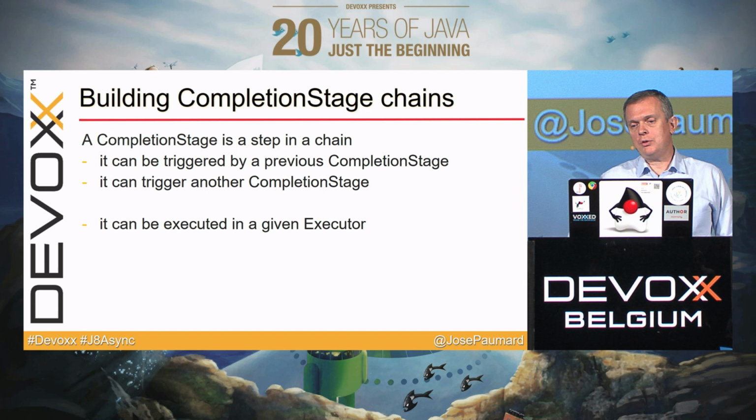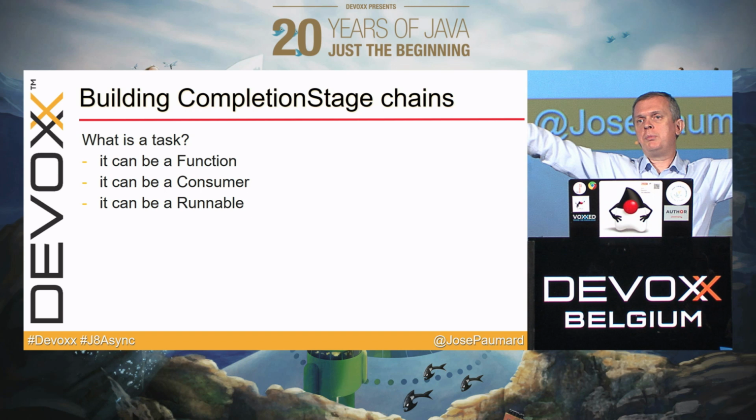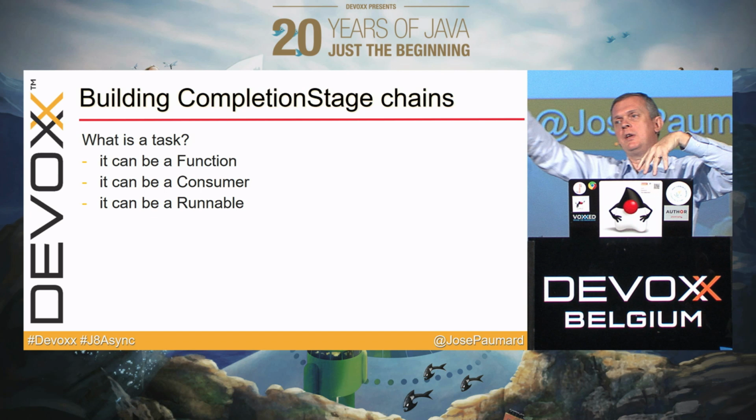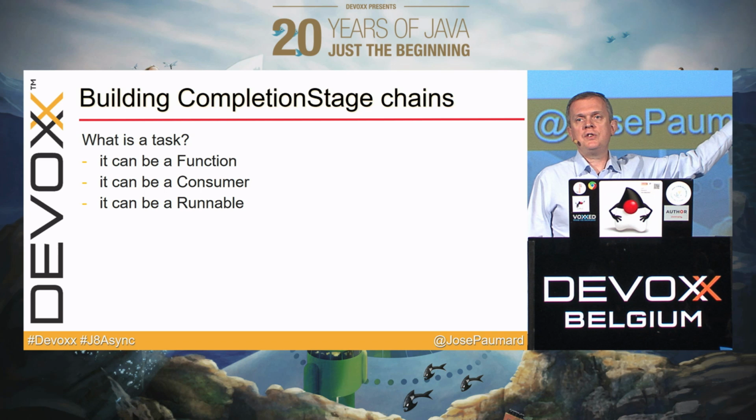All right. What is a task? A task has three things: a Runnable, classical object, doesn't take anything, doesn't return anything; a Consumer takes an object but does not return anything; System.out.println is the most obvious consumer that we can build. It can also be a Function that takes an object and returns another object, possibly of another type. So this chain of CompletionStage can be built on tasks that can all be functions that can transform objects from one step to the other up to the exploitation of the result. So that is three types of methods on the CompletionStage, one method for each type of task.